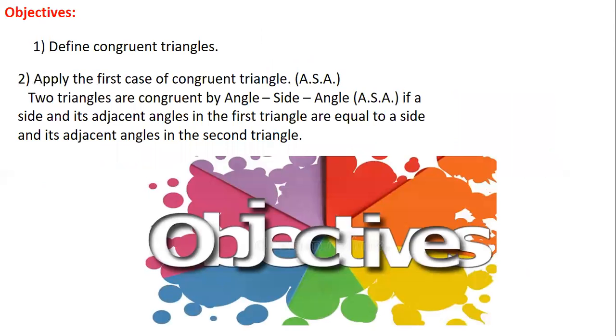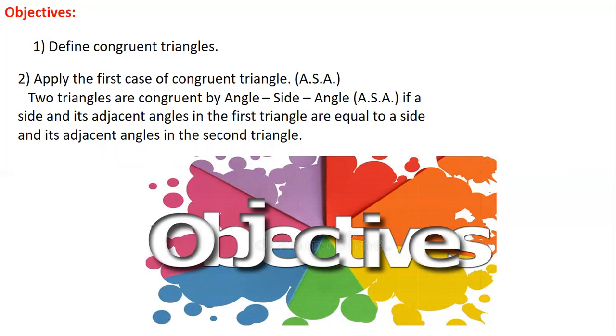Objectives. Objective number 1, we will define congruent triangles because this word is new. We are going to define congruent triangles. We will learn what we mean by congruent triangles. Objective number 2, we will apply in this lesson the first case of congruent triangles, which is called ASA.